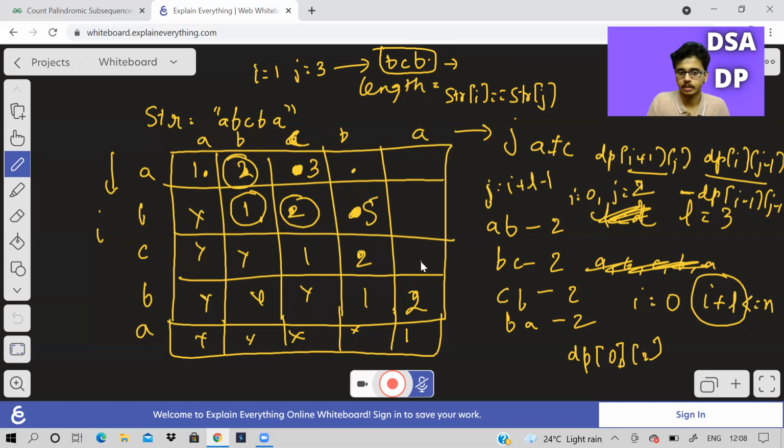Similarly here, C is not equal to A. So 2 plus 2 minus 1, 3. Now let us go to length 4. If we consider the string A, B, C, B, first and last characters are not matching. So it will be prefix plus suffix minus middle. So 3 plus 5 minus 2, which is 6. This also will turn out to be 6, and finally this will be 6 plus 6 plus 1, 13.